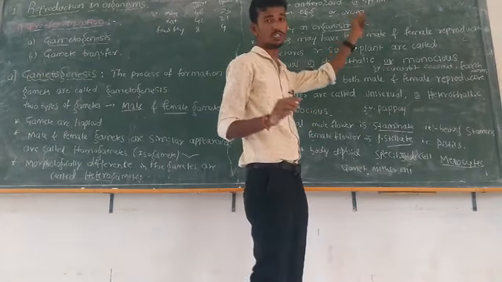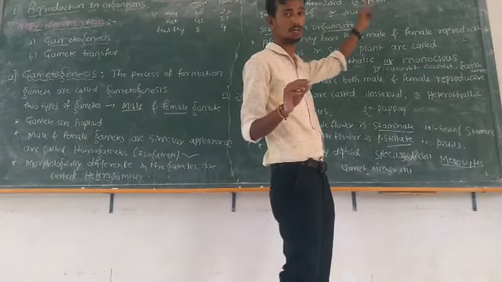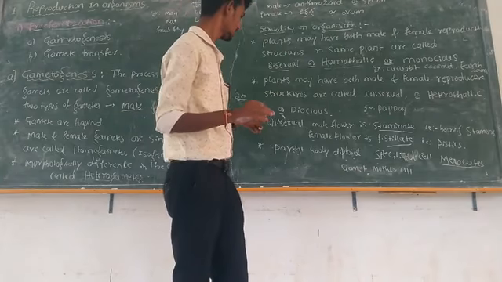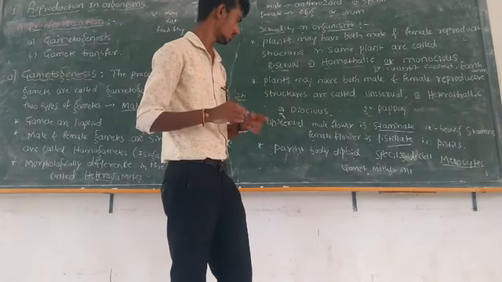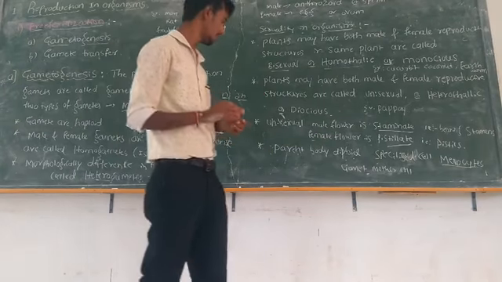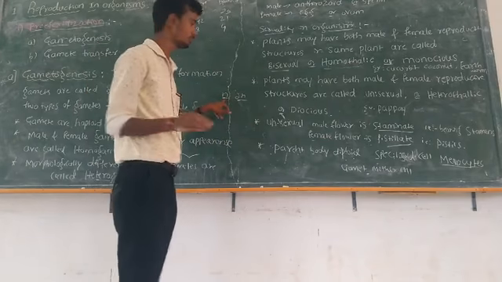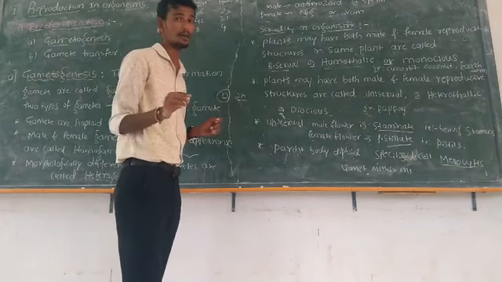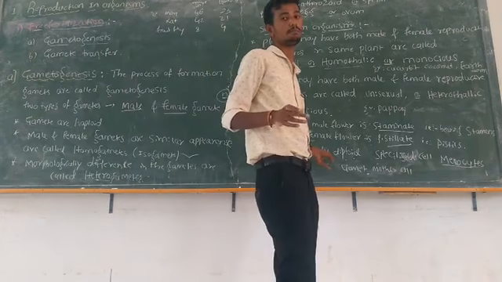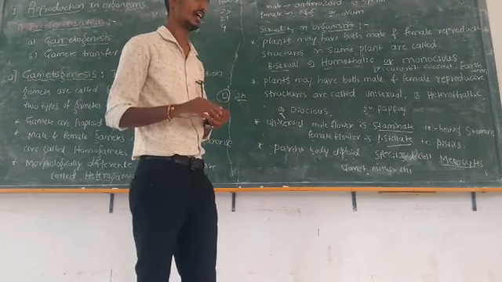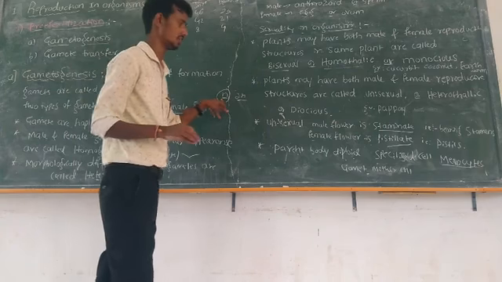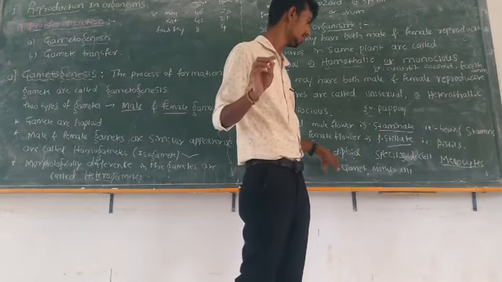Testes produce the sperm and ovaries produce the egg or ovum in animals. These are the separate gametes, male and female. And the next point is that the parent body has a diploid nature. The sperm is n number, haploid in nature, but the parent body is diploid in nature. When the gamete leaves the parent body and enters the female body, at that time it is haploid in nature. But the parent body is diploid in nature.